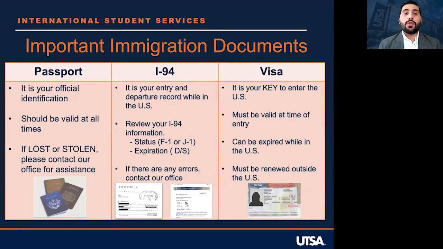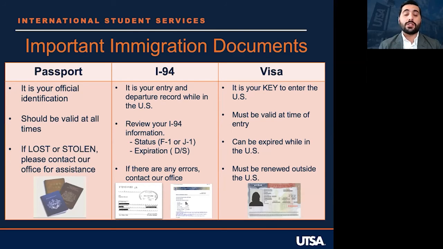So just to finish, I want to mention a few documents that are very important once you are in the US. The main 3 documents besides your I-20 are going to be your passport, which is your official identification and must be valid all the time that you are here. The I-94, which is the entry and departure record while in the US. This means that you get one at the moment you enter the US, and you will use it for the check-in process. You always want to review the information and make sure that you were admitted as an F-1 student, and also that the expiration says D/S.